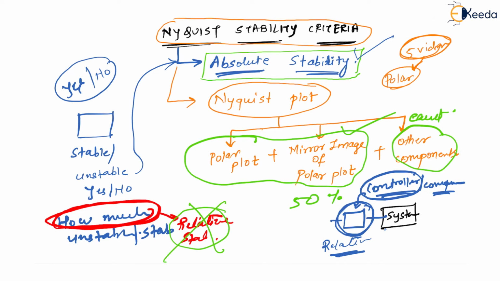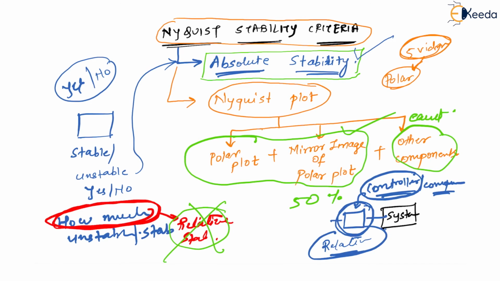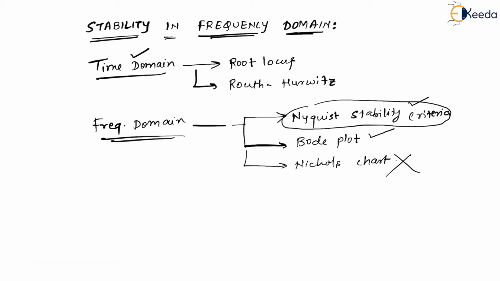Now you may ask me, sir, but then how can we find this relative stability? Yes, you can find that stability. How? I will tell you. For that you have to use the Bode plot. If you remember, I have told you that you have two types of plot which you have to learn. The first one is the Nyquist stability criteria and the other one is the Bode plot. So if you see, the Bode plot also gives you information about the relative stability, so it is advantageous. I hope you are understanding this point, right?